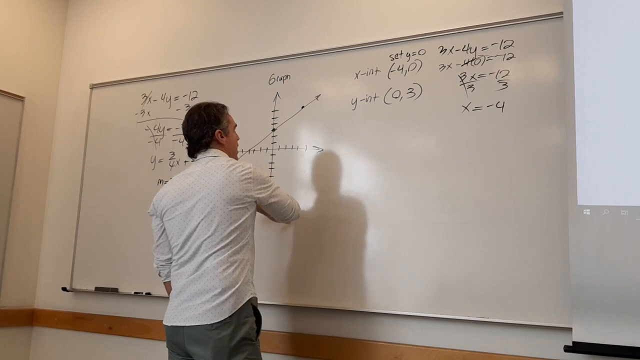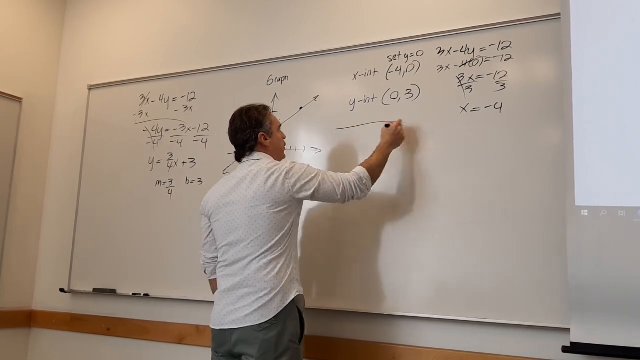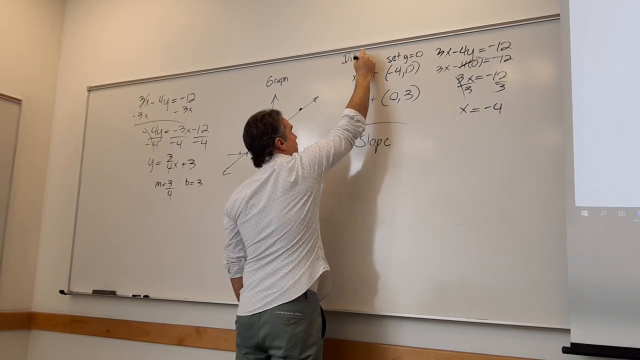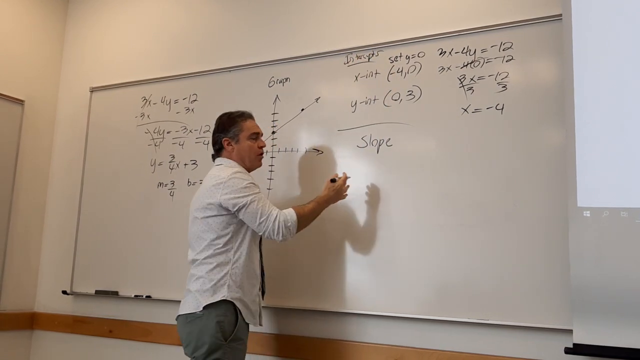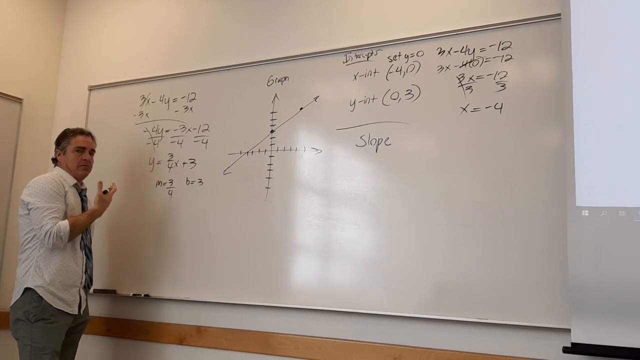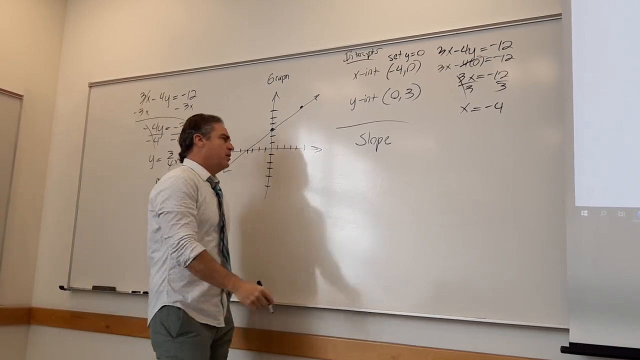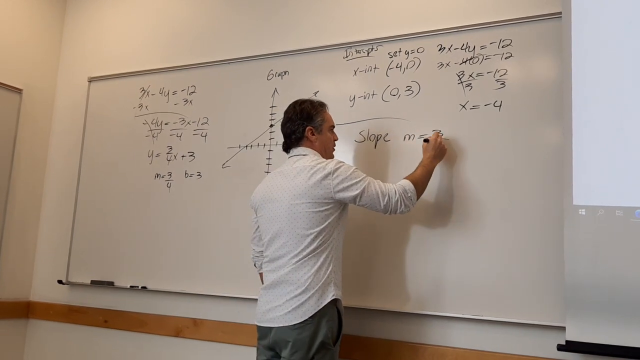So now I found my graph, I found my intercepts. My third thing was to find slope. So here's my intercepts. I was told to find both. My slope, I already have it. Why do I have it? Because I put it in y equals mx plus b form to graph it. So what's my slope? 3/4. Okay, so m equals 3/4.